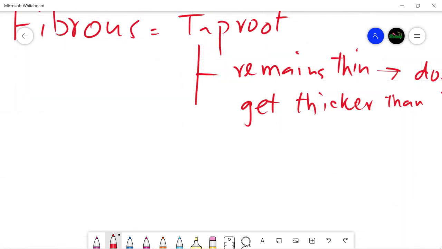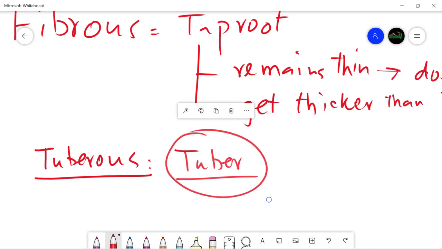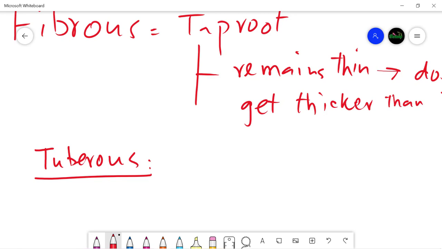Next is the tuberous taproot, the second kind. Tuber is basically a general term, a generic term used in botany for any thick structure. So it can be root, it can be stem, it can be anything else. Therefore, tuberous taproot means a root that becomes quite thick, thicker than its branches, and in fact very thick due to the storage of food. Mostly it stores up food and becomes quite thick, so it is known as tuberous taproot.